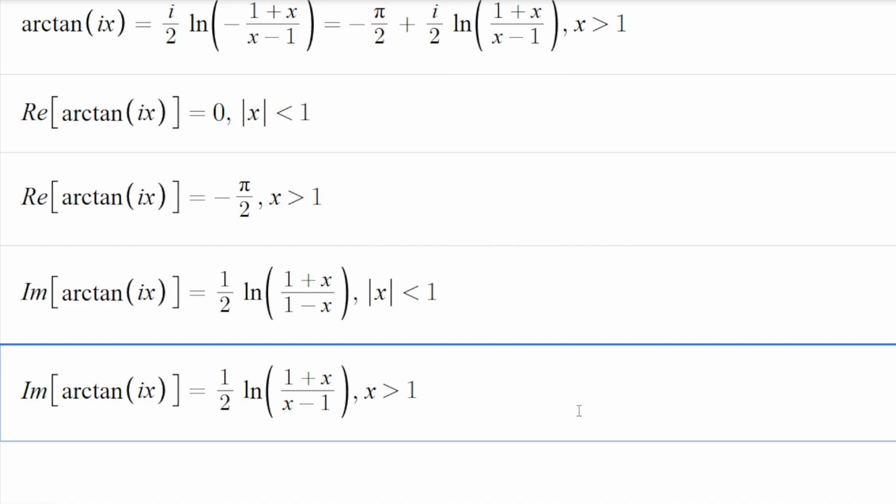All right, guys, that's my deep dive into the behavior of the function arctangent ix, and I will be referencing this video in future videos.